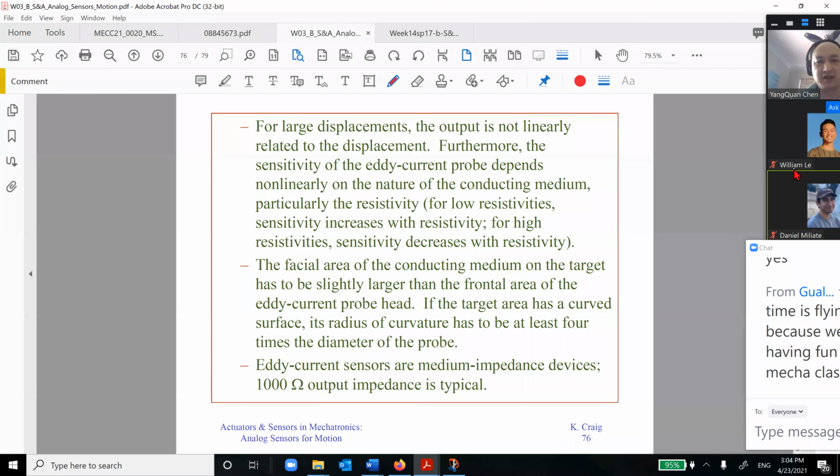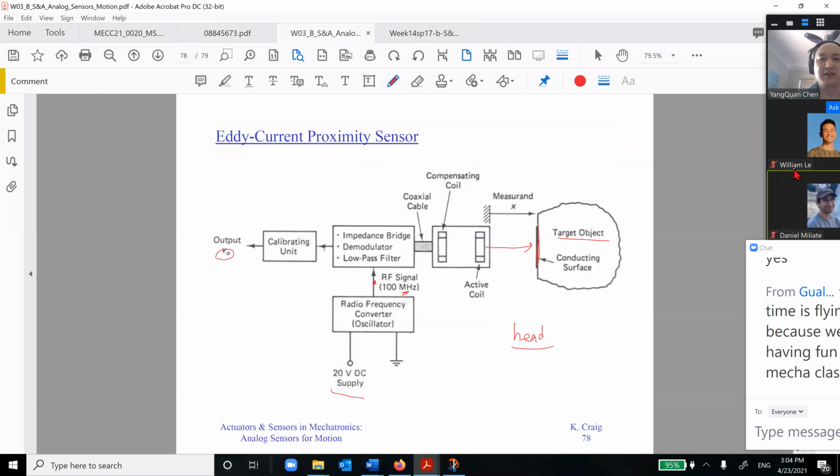Let's check this, the explanation of this figure. This is called an eddy current proximity sensor. Basically, it's like a pen. You have a conducting surface, like a patch on the surface. If my pen is closer to this, I will generate a larger signal. How? You have an active coil in here, and a radio frequency converter as the power supply. The frequency is very high, usually at the megahertz level, like 100 meg.